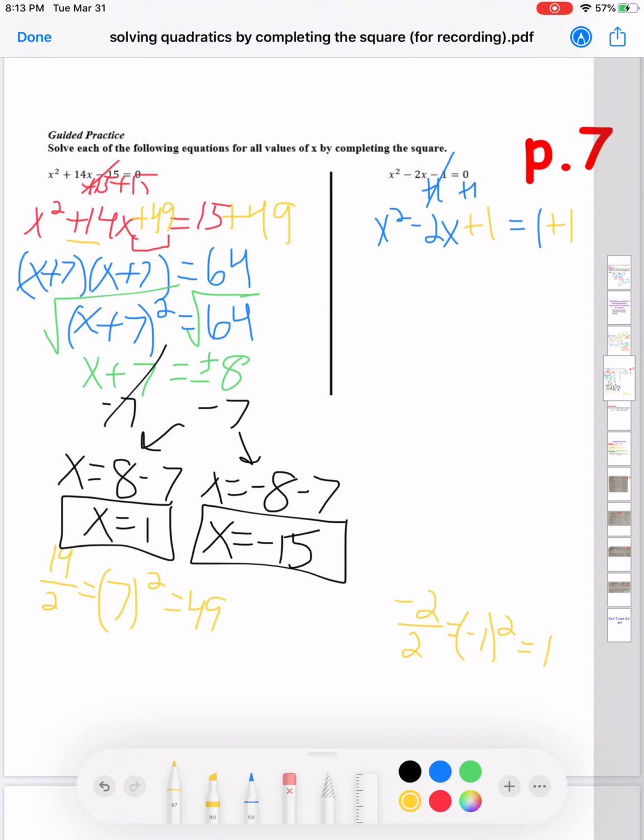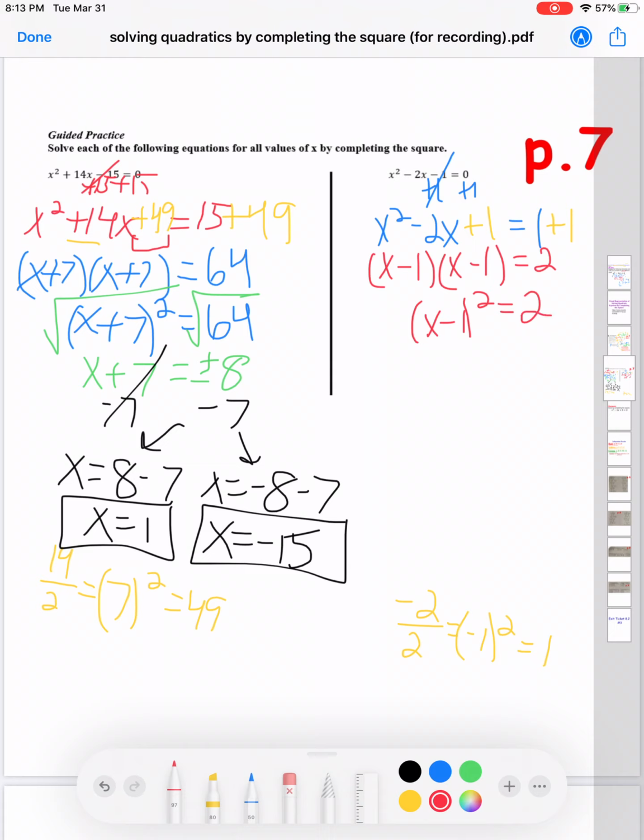Step 3 says to factor the left side and simplify the right side. So on the left side, I think about what two numbers multiply to positive 1 but add to negative 2. Now the only factors of 1 are 1 and 1, but if I want to add to negative 2, I would have to use negative 1 and negative 1, because negative 1 times negative 1 is positive 1, but negative 1 plus negative 1 is negative 2. Again, in this step, you should always get the same binomial twice, which you can write as x minus 1 squared. Simplifying the right side, very straightforward. 1 plus 1 is 2.